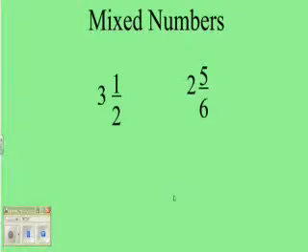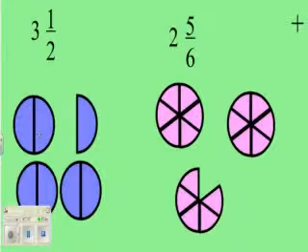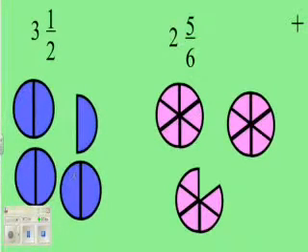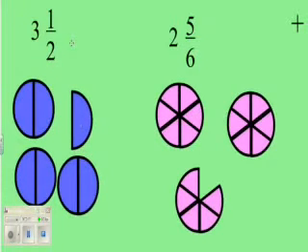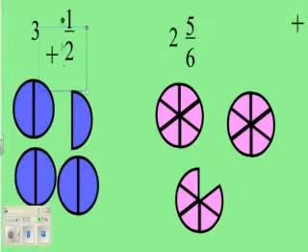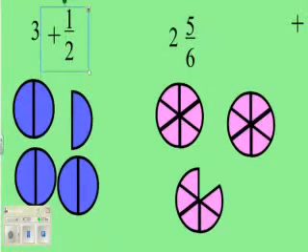We're moving on in our video series to mixed numbers. Probably the easiest way to understand mixed numbers is to look at the representation in circles. 3 1/2 is the same as 3 whole circles and another half. We could actually write that as 3 plus a half. And 2 5/6 is 2 wholes and 5/6.